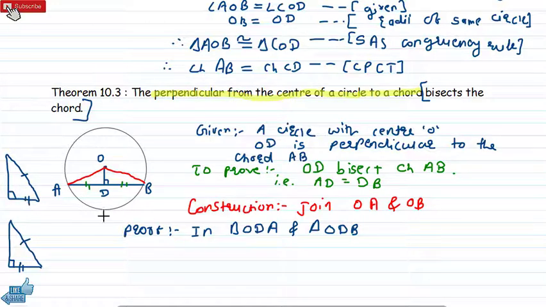So see here, we can write here, or we can use SSS also. But sorry, we cannot use SSS because we want to show AD is equals to DB. We want to show these two sides are equal.